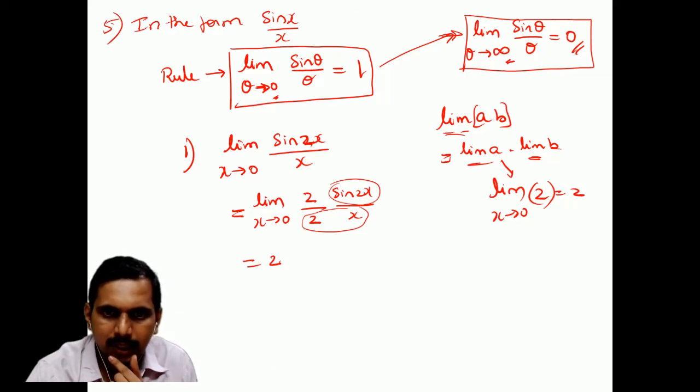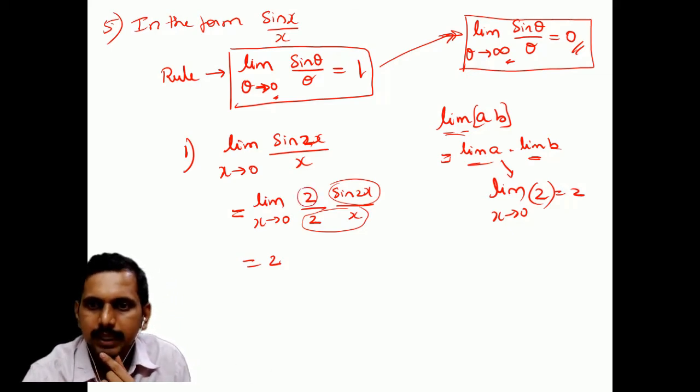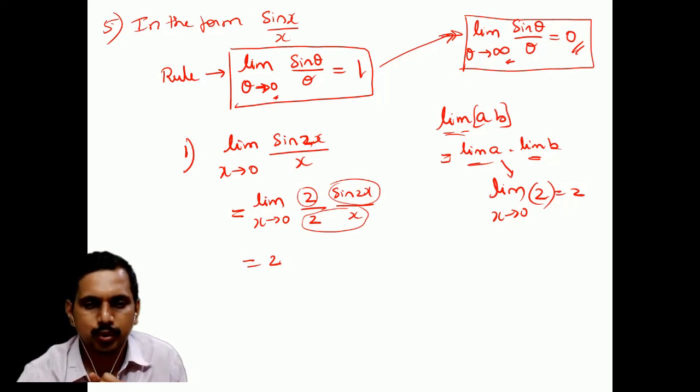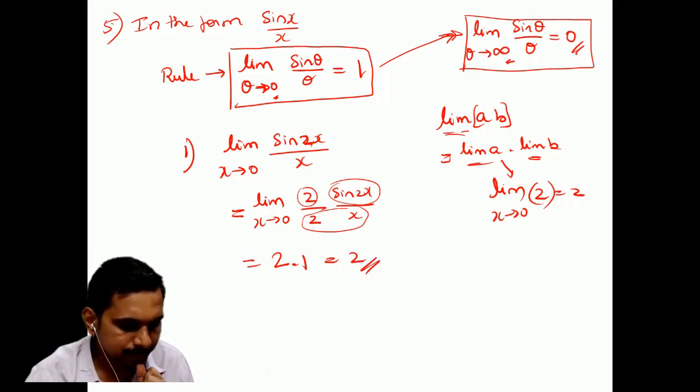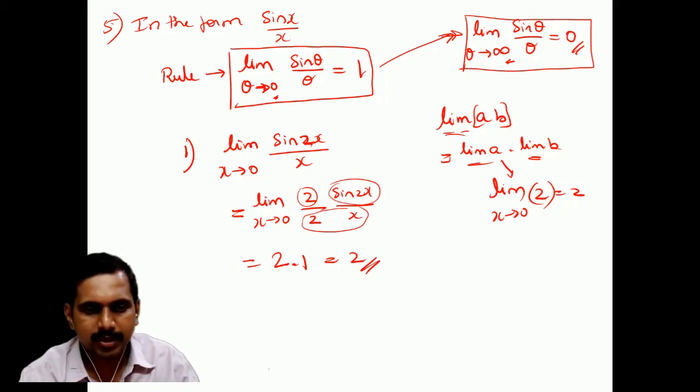So this is limit a into b, correct? So limit a into b is limit a into limit b. So limit a is 2. So let us write 2 here. Then we have limit x tending to 0 sine 2x by 2x, which is equal to 1. So the answer is 2. Easy, students. So let us do another problem. So let us have this second problem.